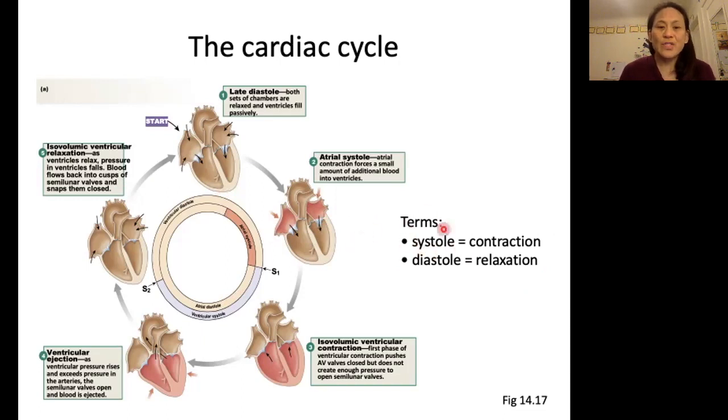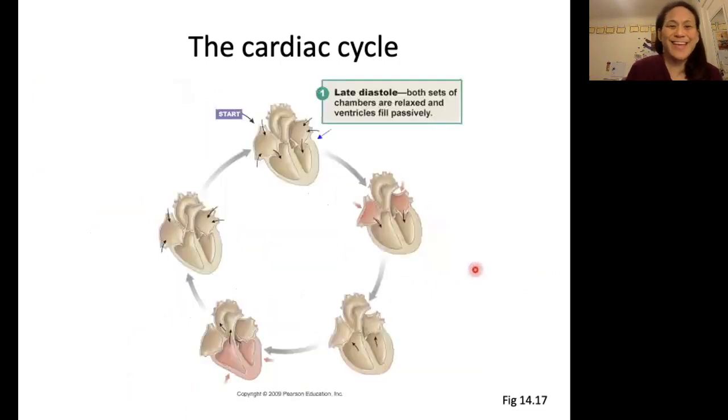Okay. But before we go into the details, I want to point out these terms. So we have this term systole, which means contraction. And then we have this term diastole, which means relaxation. All right, let's get into it.